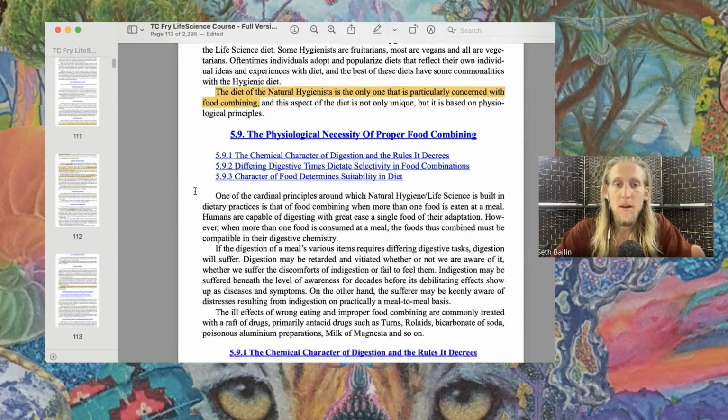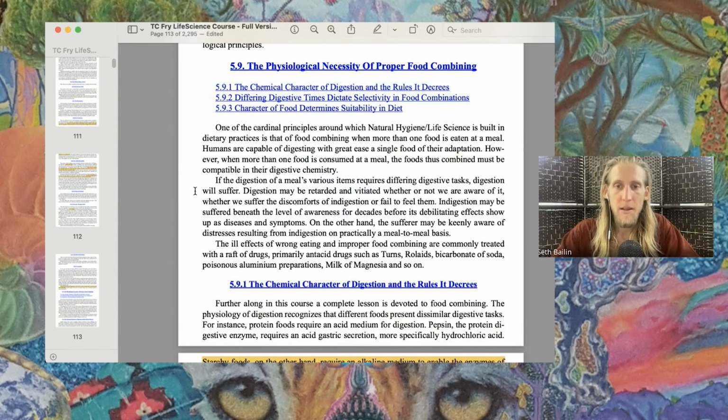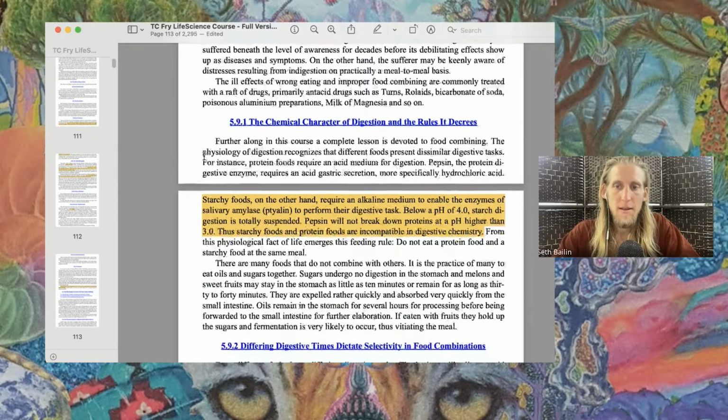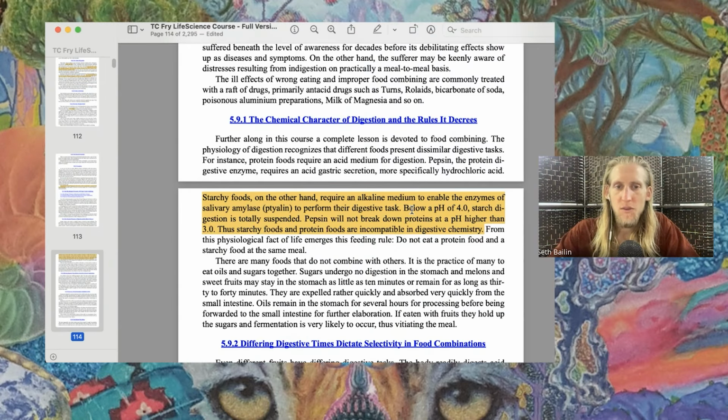So here is their section on food combining. I recommend reading this in detail. You can also read Herbert Shelton's book, Food Combining Made Easy. He goes deeper into that. Here he explains how starch and protein food should not be eaten together. It's because they have differing digestive needs and differing digestive chemistry. For example, starch needs an alkaline environment so that the amylase or the ptyalin enzyme can perform their digestive tasks on the starch.